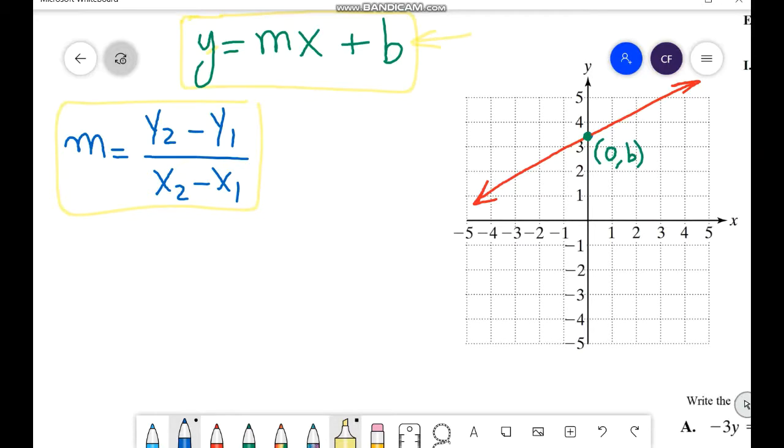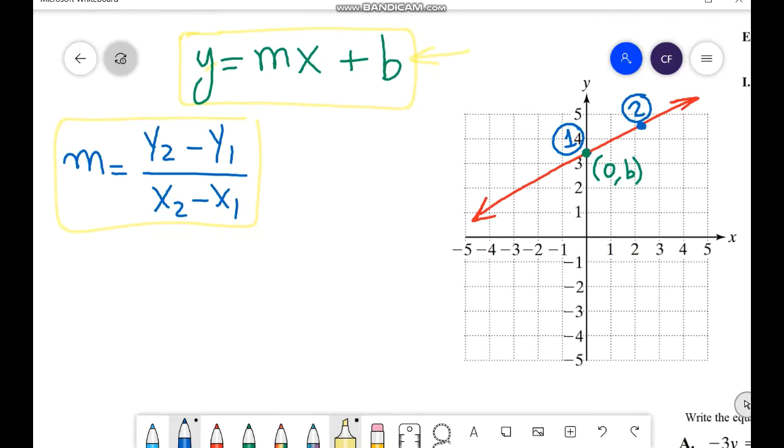I need 2 points. This is going to be point 1, the y-intercept, and let's call this one here point 2. The coordinates of point 2 are going to be x and y, just a generic point, any point on the line. Let's plug in point 1 and point 2 into the slope formula.